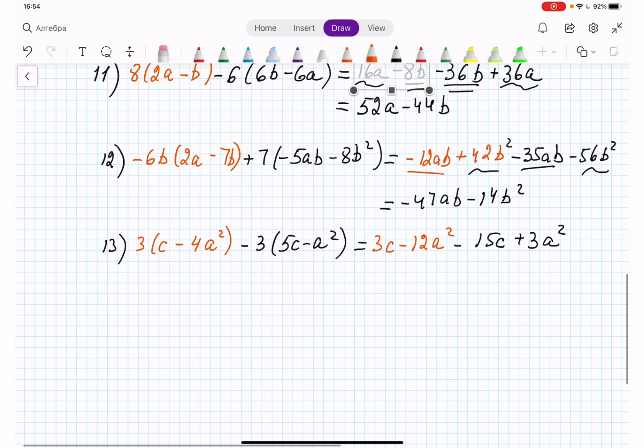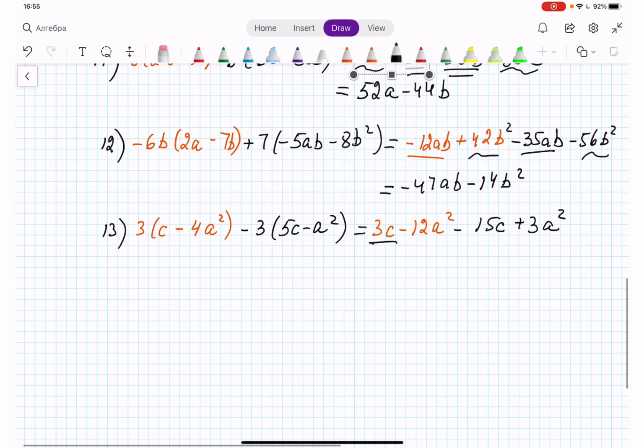Let's continue working now. 3c and negative 15c is going to be negative 12c, and negative 12a squared and 3a squared is equal to minus 9a squared.